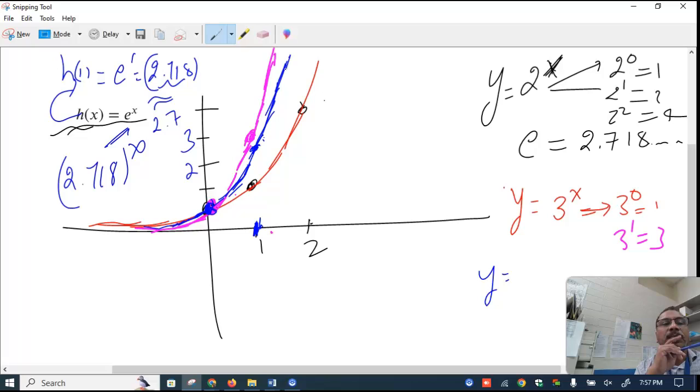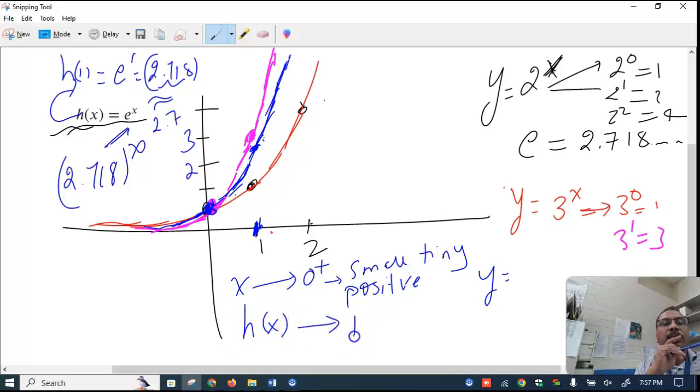The main thing you notice here is that when you make x a very small, tiny positive number, you see h of x almost approaches 1. So that's the 1 here.